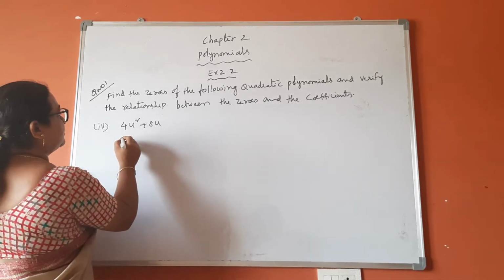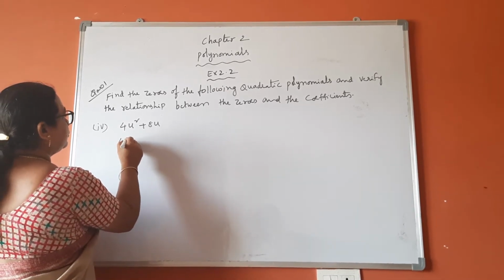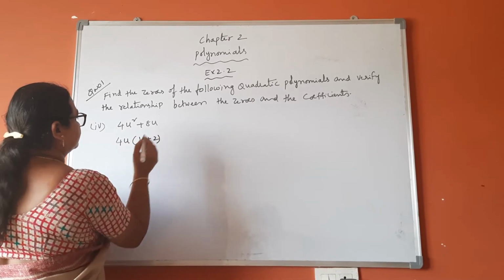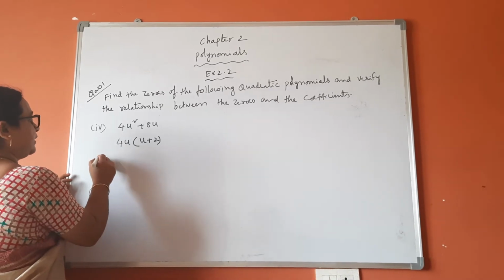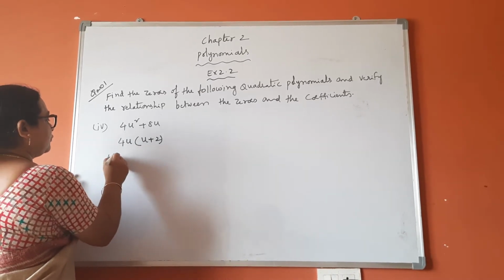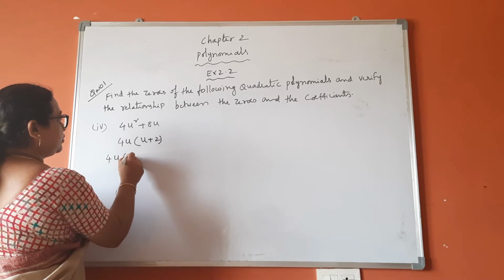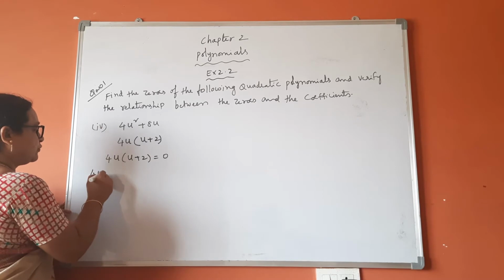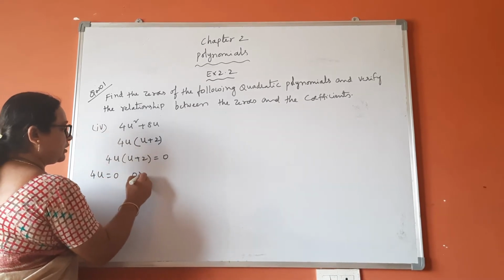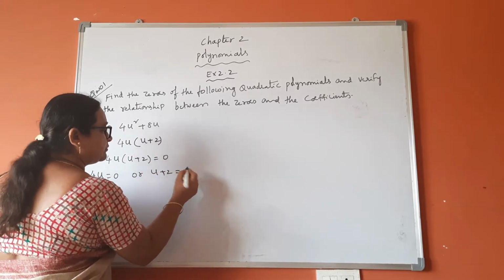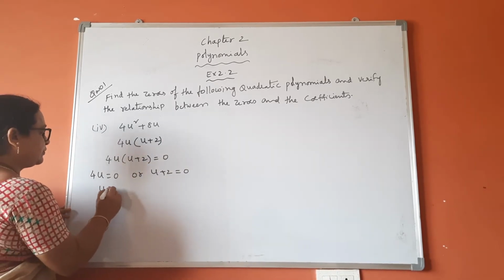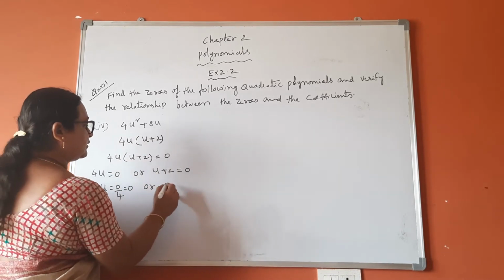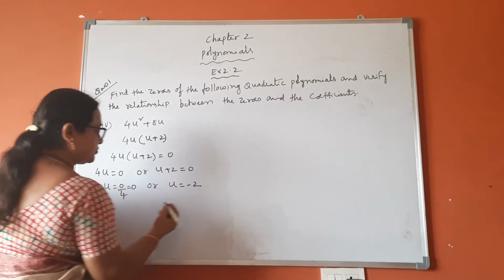So here we can only take a common factor from the 2 terms. What can we take as common factor? 4u. So 4u into u plus 2. For zeros, 4u into u plus 2 is equal to 0. That means 4u is equal to 0 or u plus 2 is equal to 0. Then u is equal to 0 by 4, that is equal to 0, or u is equal to minus 2.